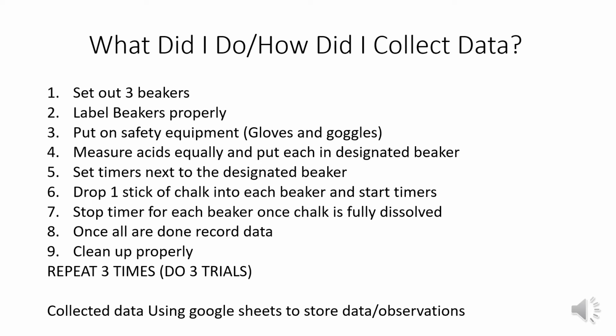What did I do and how did I collect data? For my steps: 1. Set out 3 beakers. 2. Label each beaker properly. 3. Put on safety equipment, such as gloves and goggles. 4. Measure acids equally and put each in their designated beaker. 5. Set timers next to the designated beaker.